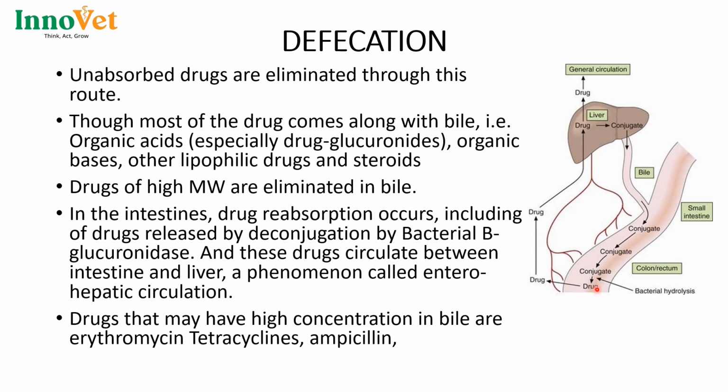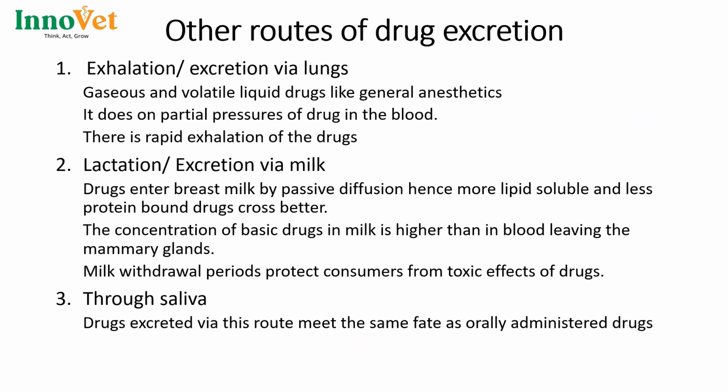Then the drug can be reabsorbed into the intestines and then into the bloodstream, and then it will go via the portal vein back to the liver, a phenomenon known as enterohepatic circulation. So the drugs that may have high concentration in bile include erythromycin, tetracyclines, and ampicillin.